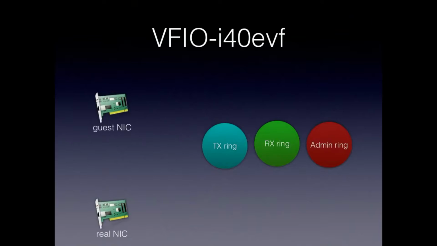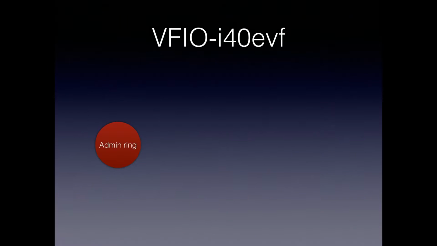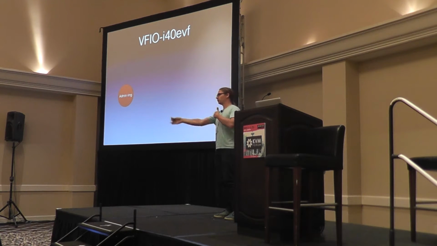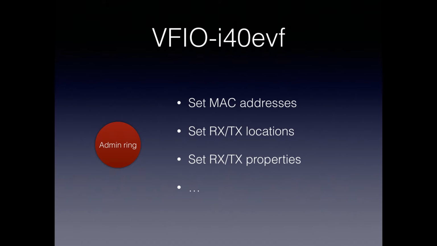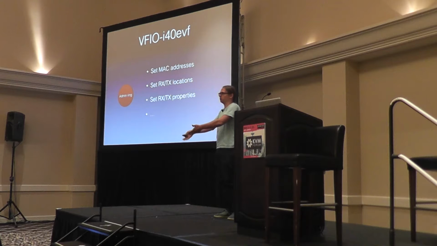Let's take a first look at the admin ring. The admin ring is basically just a queue that allows you to send packets back and forth to the physical function that say things like, please set this MAC address, this is where my queues are. There are a few administrative things. It's a very slow path thing. So basically you have about one command per second on that thing, which is to gather statistics. But most of the time you don't care about the speed of that queue at all.